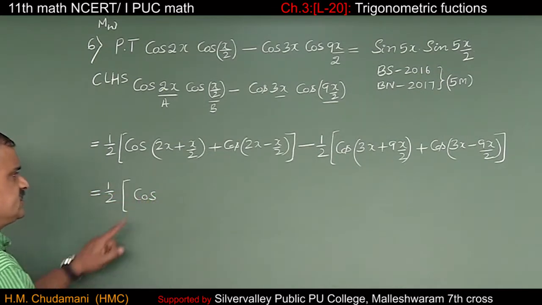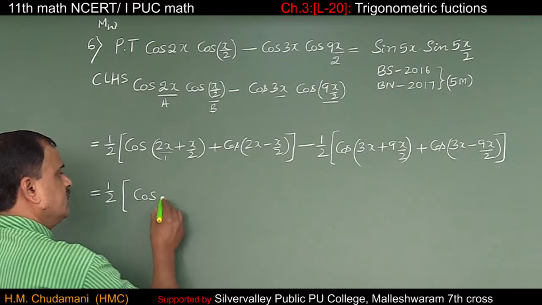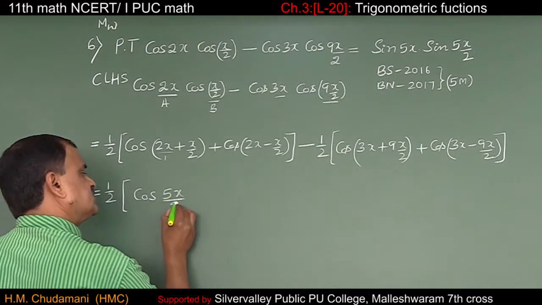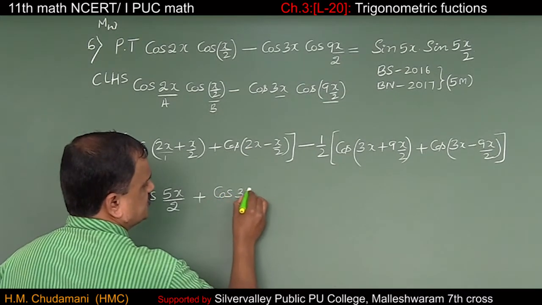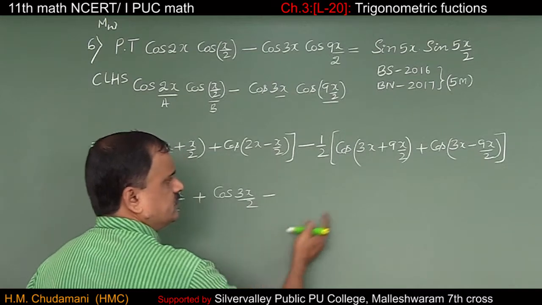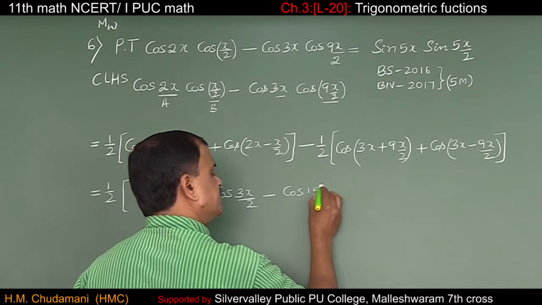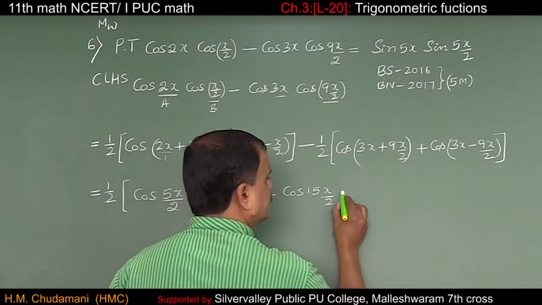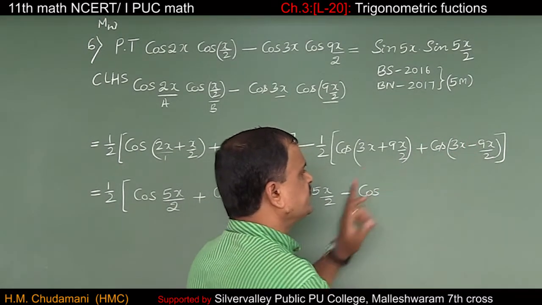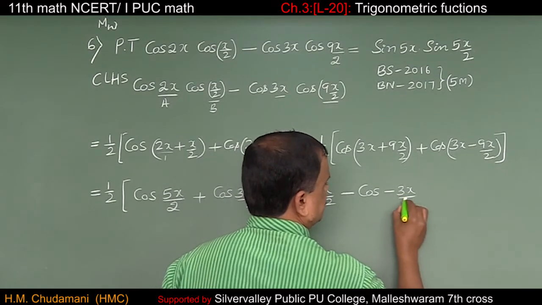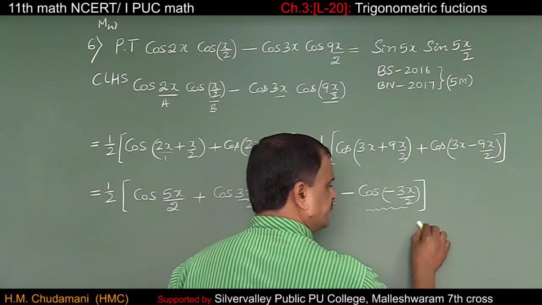So cos of, take the LCM, 2 as the LCM. Here nothing means 1, 2 into 2, 4 plus 1, 5x. Cos 5x by 2 plus 2 into 2, 4 minus 1 means 3, cos 3x by 2 minus 3 into 2, 6 plus 9, 15, cos 15x by 2 minus, into plus, minus. Cos of 3 into 2, 6 minus 9 means minus 3x by 2. Okay. See this, cos of minus theta.